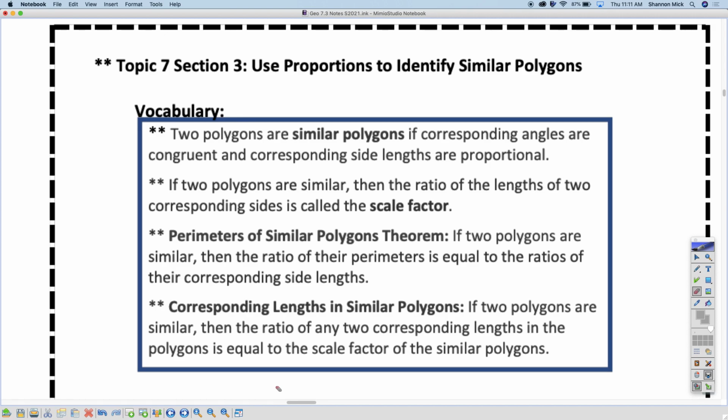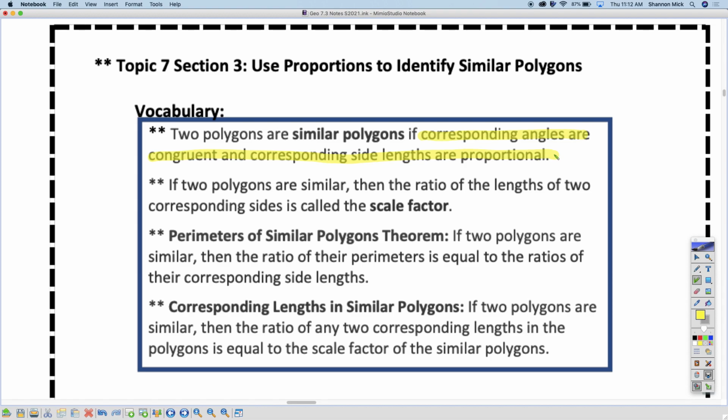So the first thing is two polygons are similar if corresponding angles are congruent and corresponding side lengths are proportional. Angles have to be congruent, but sides can be proportional, because I can have a triangle with the same angle measurements with different side lengths, it doesn't change the angle. Okay?